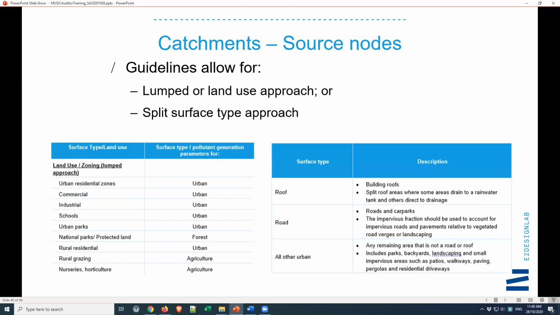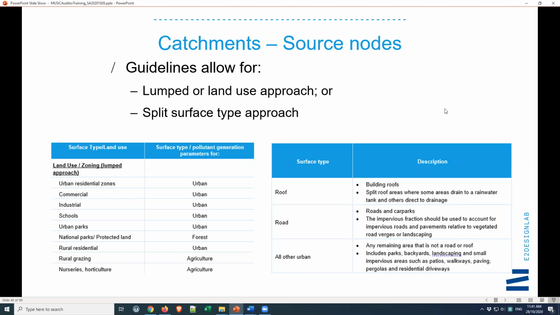That's enough on that. So in the modelling guidelines, there are two approaches set out for catchments. One is the lumped or the land use approach, mostly used for larger models, and then there's also the split surface type, basically breaking it up by road, roof, and general, as I just described. So users can choose to use one or the other of these approaches, essentially.